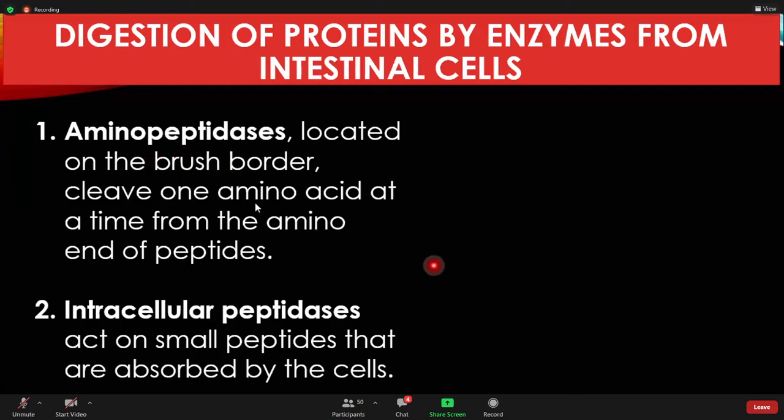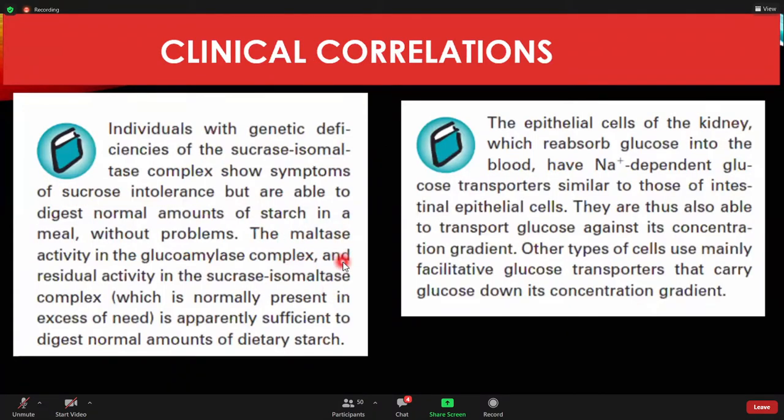Something very interesting about the digestion of proteins, as well as the carbohydrates, as we have seen before, is that we have enzymes on the cells, and they cleave one amino acid at a time, aminopeptidase, as well as the carboxypeptidase. The intracellular peptidase, in order to absorb single amino acids to the circulatory system. Now let's talk about some stories with clinical correlation.